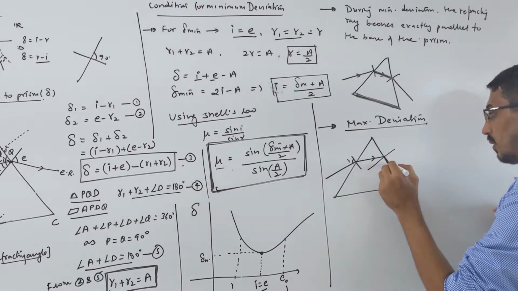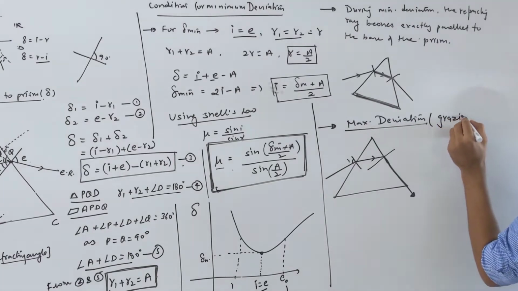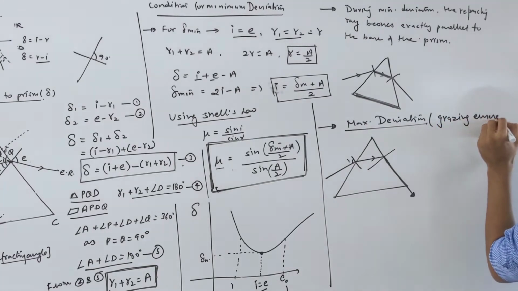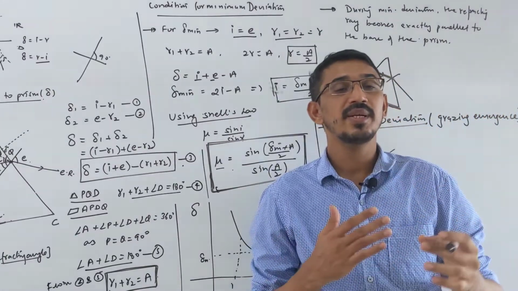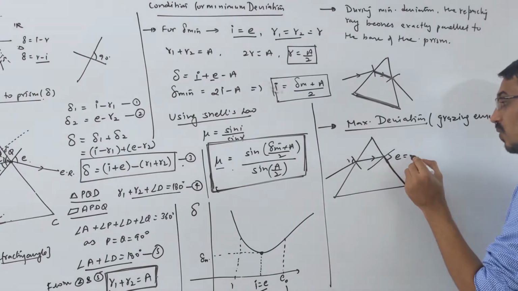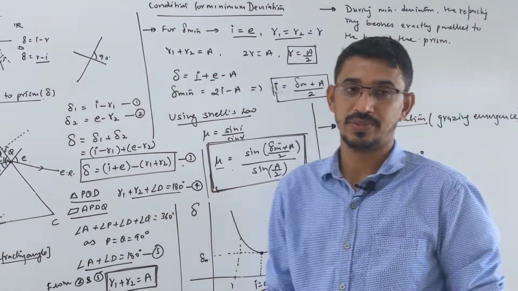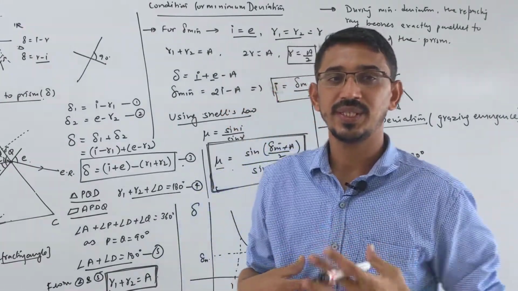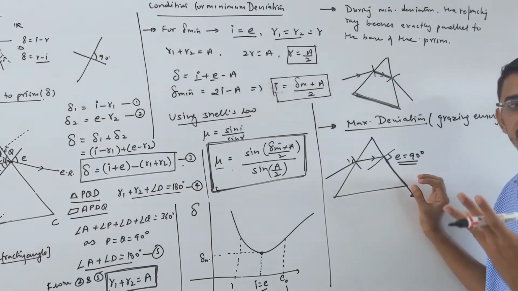right? This is also called grazing emergence. Yes, when grazing emergence is happening, this angle of emergence is equal to 90 degree, then you will get maximum deviation. So for us NEET students, they can ask only this condition, calculation they never asked.